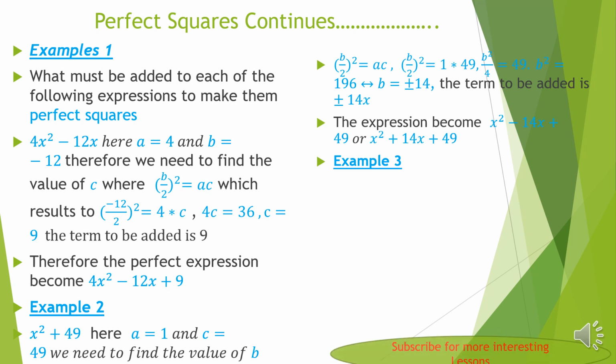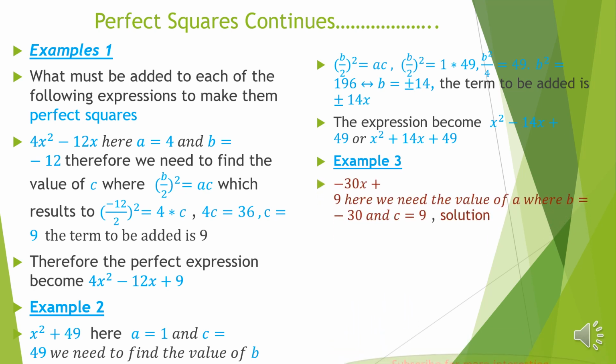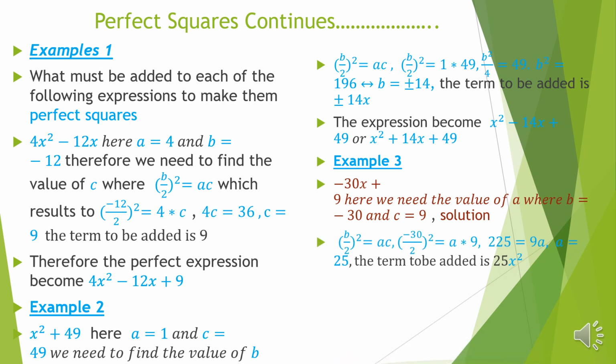Now, the third and last example: you're given negative 30x plus 9. Here, you need to realize that the part A is missing together with its variable. Now, what are we going to do here? We are going to find the value of A, whereby we know that B is negative 30, which is the coefficient of x, and the constant C is 9. And therefore, to have the solution, we proceed as follows.